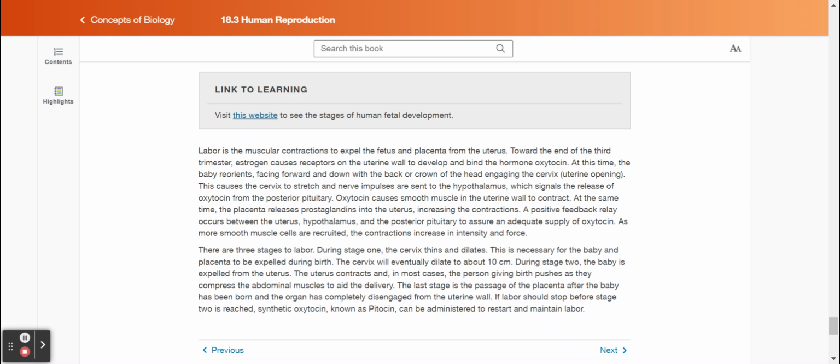the delivery. The last stage is the passage of the placenta after the baby has been born and the organ has completely disengaged from the uterine wall. If labor should stop before stage 2 is reached, synthetic oxytocin, known as pitocin, can be administered to restart and maintain labor.